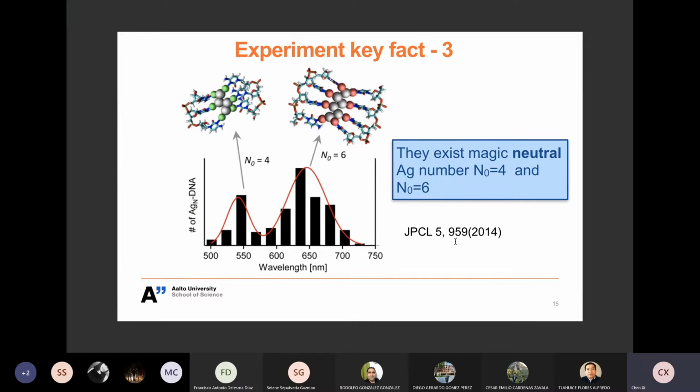And the third fact is that there exists some kind of magic number, like these ligand-protected clusters, they also have a magic number. And for DNA silver clusters, the magic number is 4 and 6. So these clusters like to have 4 or 6 neutral silver atoms.